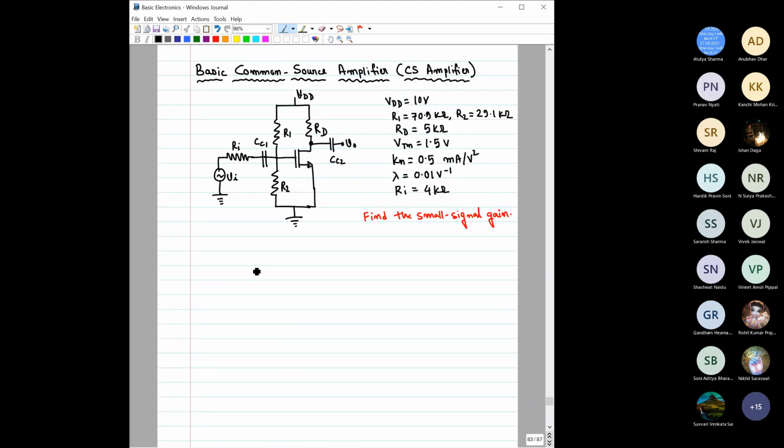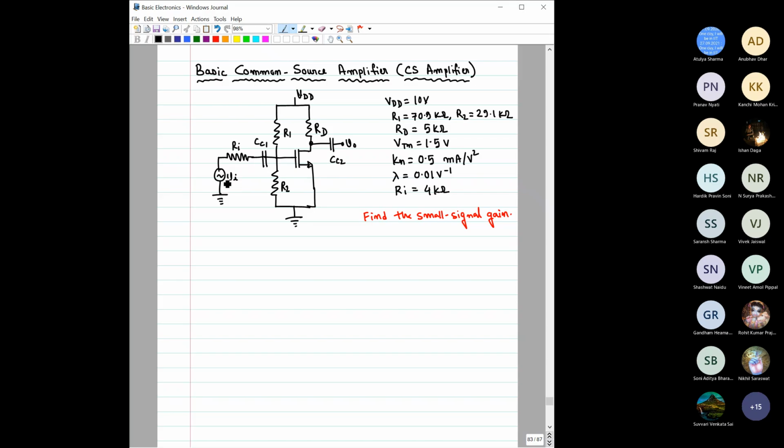Let us then come back to this N-channel MOSFET once again, and let us do one example and see how to find the small signal gain for this particular amplifier. You can clearly see that this configuration is the common source or CS configuration, because the source is common between the input and output, and the output has been taken from the drain terminal.